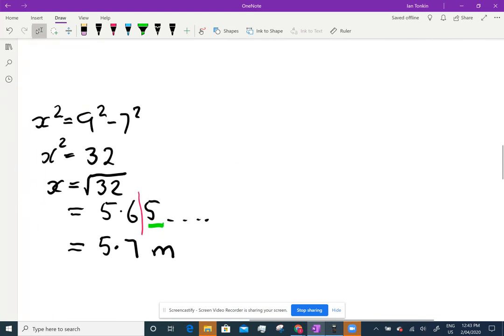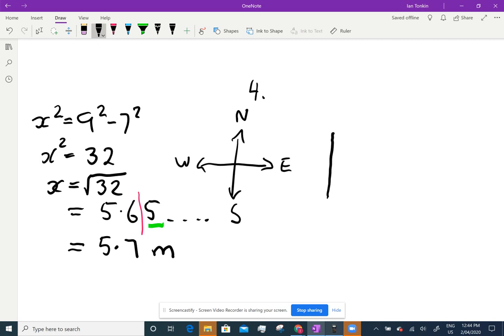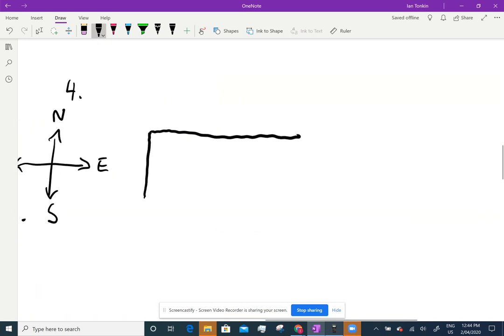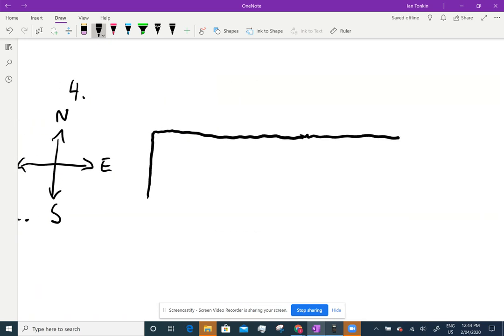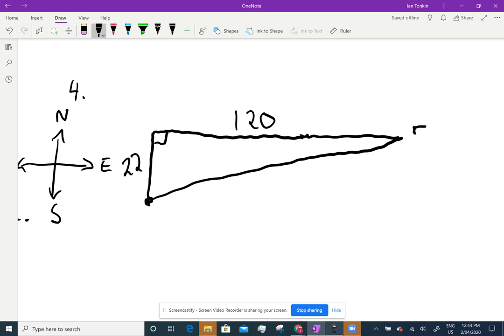Okay, so here's 4. So Gary drove north. North is up. Remember, or if you don't know, our 4-star compass. North, south, east, west. So Gary drove 22 kilometres north and then 120. You don't have to draw it to scale, but at least it gives you an idea. And because he went due, that's a 90 degrees. That's 22. That's 120. This is where he started, and this is where he is now.